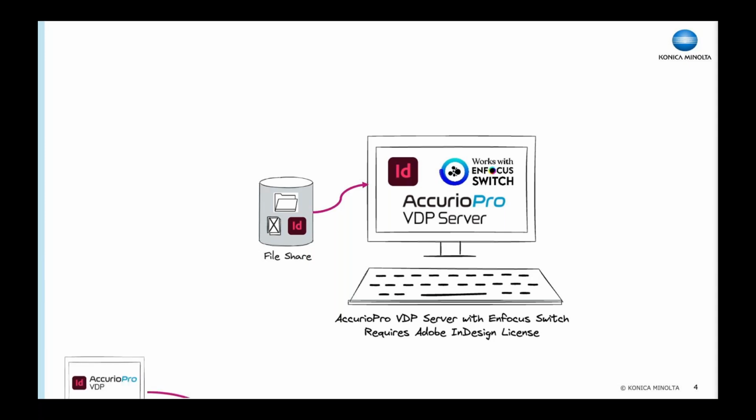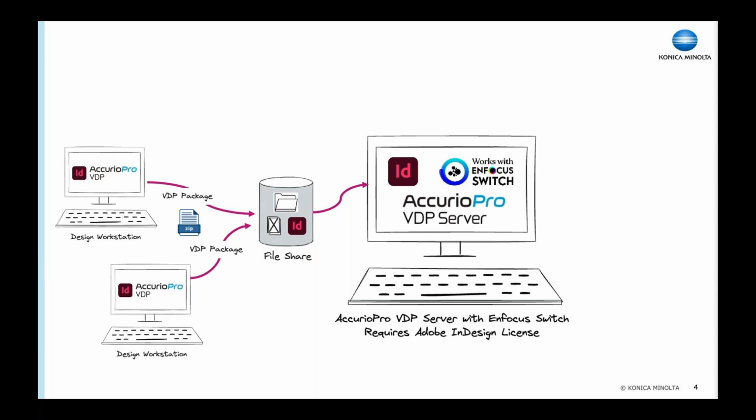And the first workflow we're going to walk through is you have designers that are preparing variable data jobs on their computers. They have a local copy of AccurioPro VDP. They prepare the job, they get it ready to run, and now they want to submit it to the AccurioPro VDP server so that all of that variable data, that heavy lifting, can be offloaded to the server, and you're not tying up the workstation waiting for these jobs to complete.